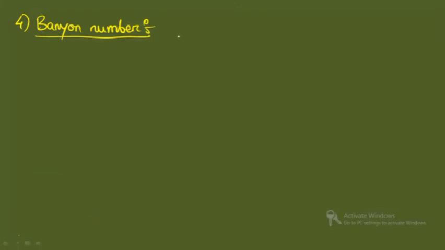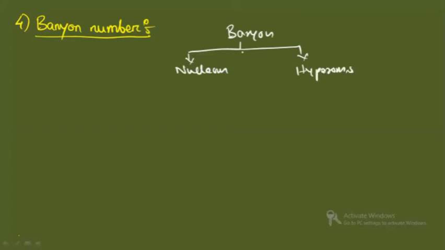We have already seen in the classification that hadrons were classified on the basis of spin as meson and baryon. Then baryons were classified on the basis of lifetime as nucleons and hyperons, right? So within this classification, what are the baryons that you will get?